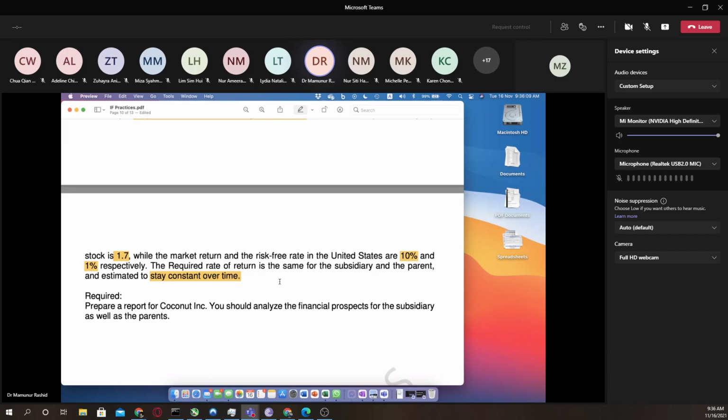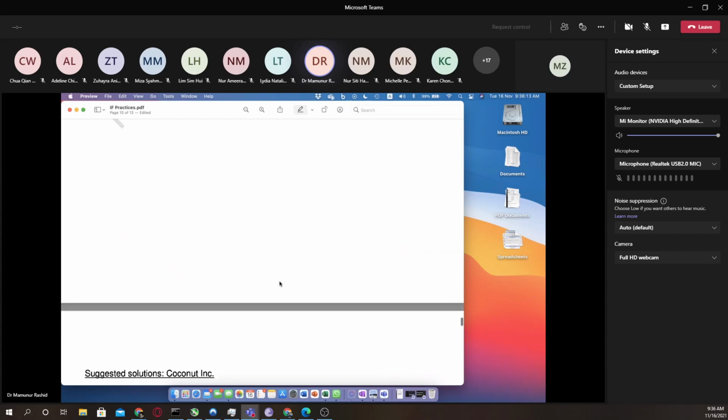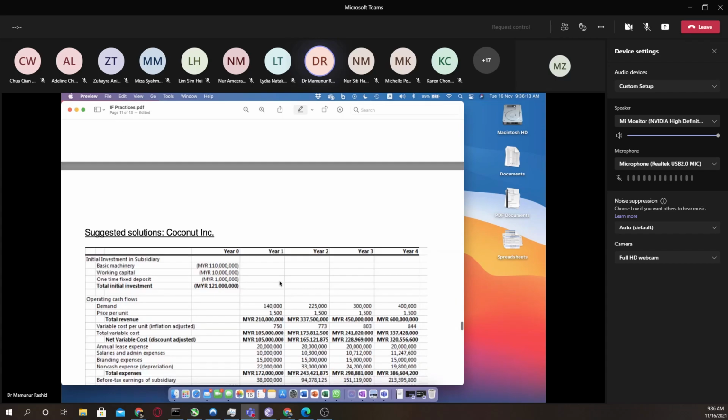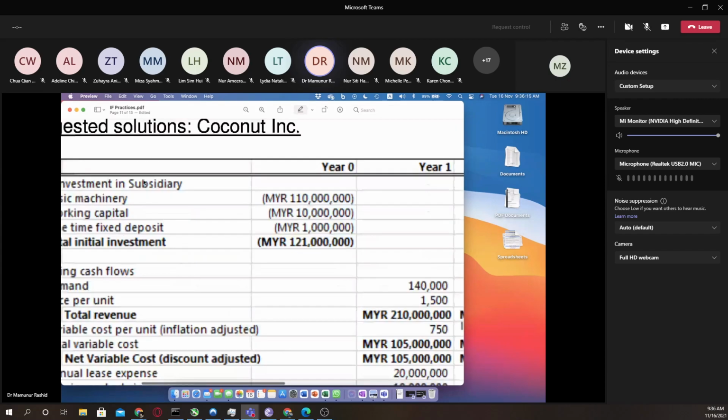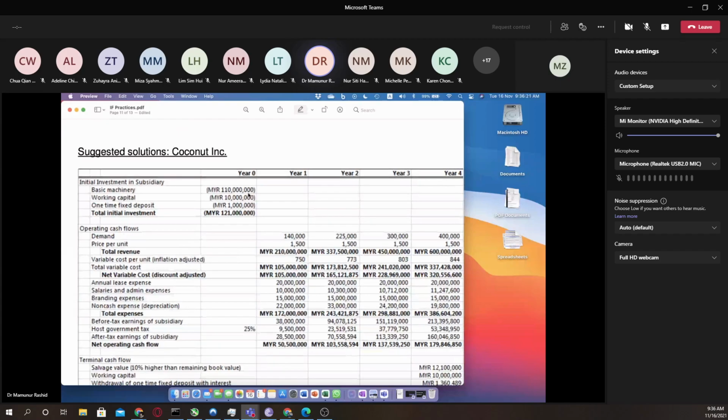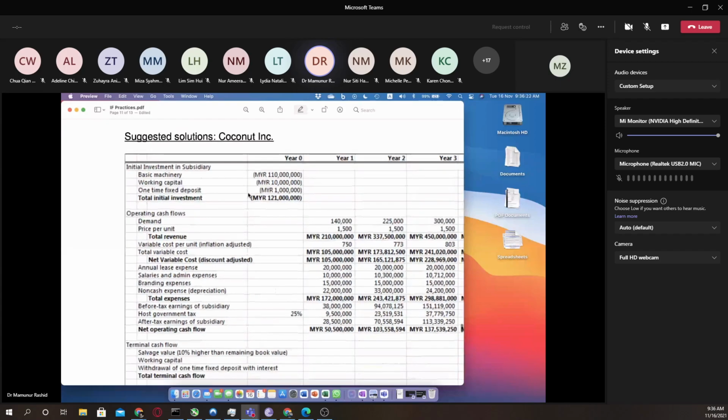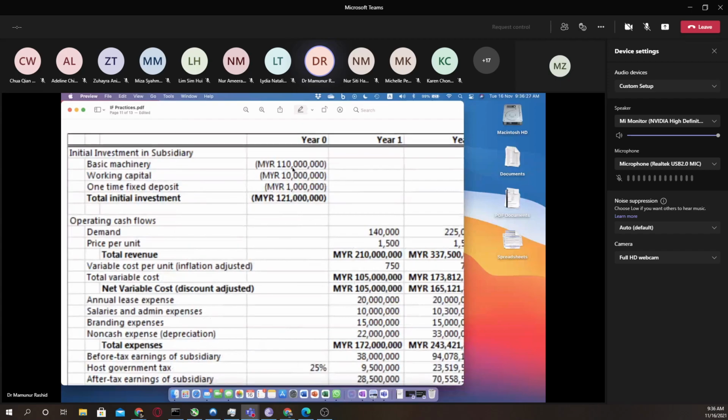Let's go with the solution and see how it's been done. First, we identify the time. You see again 0, 1, 2, 3, 4. So you can follow this format. It's easy. So the basic machinery is 110 million. Working capital is 10 million. And one-time fixed deposit. Remember, you have to keep a one-time fixed deposit of 1 million. This is for the rental. So the initial investment is 121 million.